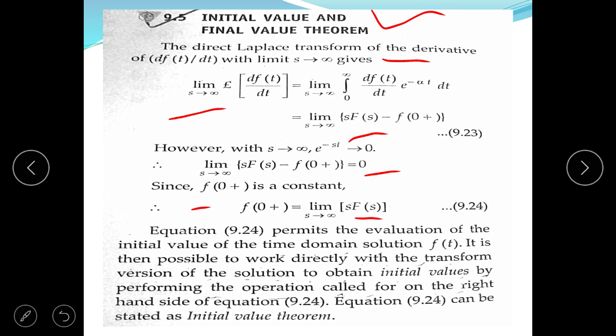Since f(0+) is a constant, f(0+) is equal to limit s tends to infinity of sF(s). This is the proof of the initial value theorem, where f(0) is the initial value of the function at t equal to 0, which can be obtained directly as limit s tends to infinity of sF(s). This equation permits the evaluation of the initial value of the time domain solution f(t). It is then possible to work directly with the transform version of the solution to obtain the initial value by performing the operation called for on the right hand side of the equation. This equation can be stated as the initial value theorem.